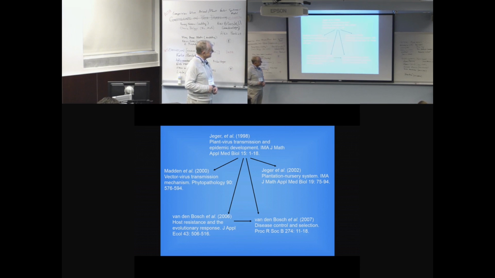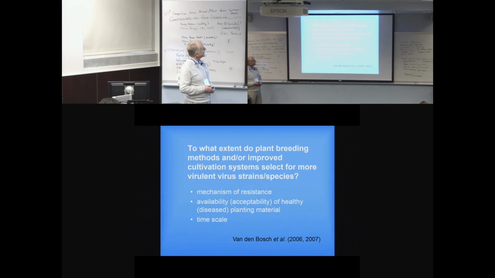And then in terms of management, the implications of some of this more theoretical work for host resistance or disease control more generally, there were these two papers published. Gordon, who's here, was actually involved in this particular work when he was at Rothamsted. And the basic question was, to what extent do plant breeding methods and or improved cultivation methods select for more. I know there was some discussion about virulence yesterday.